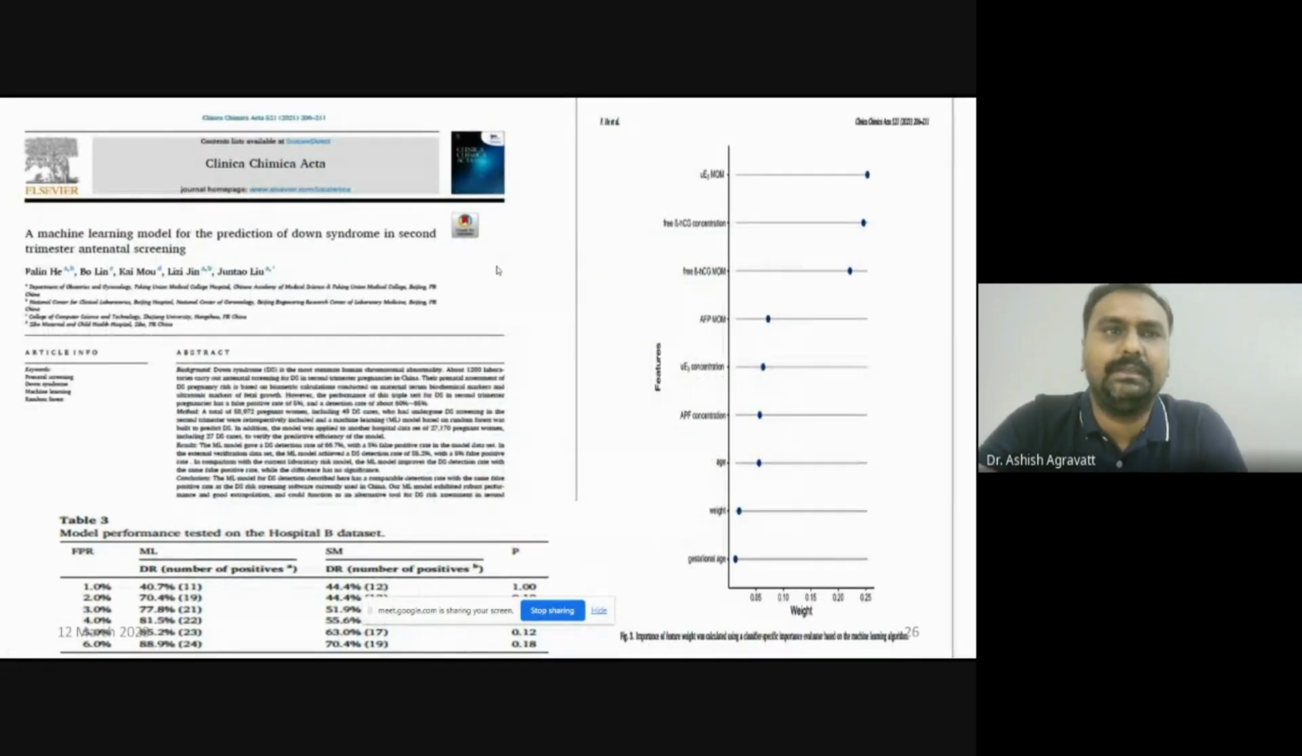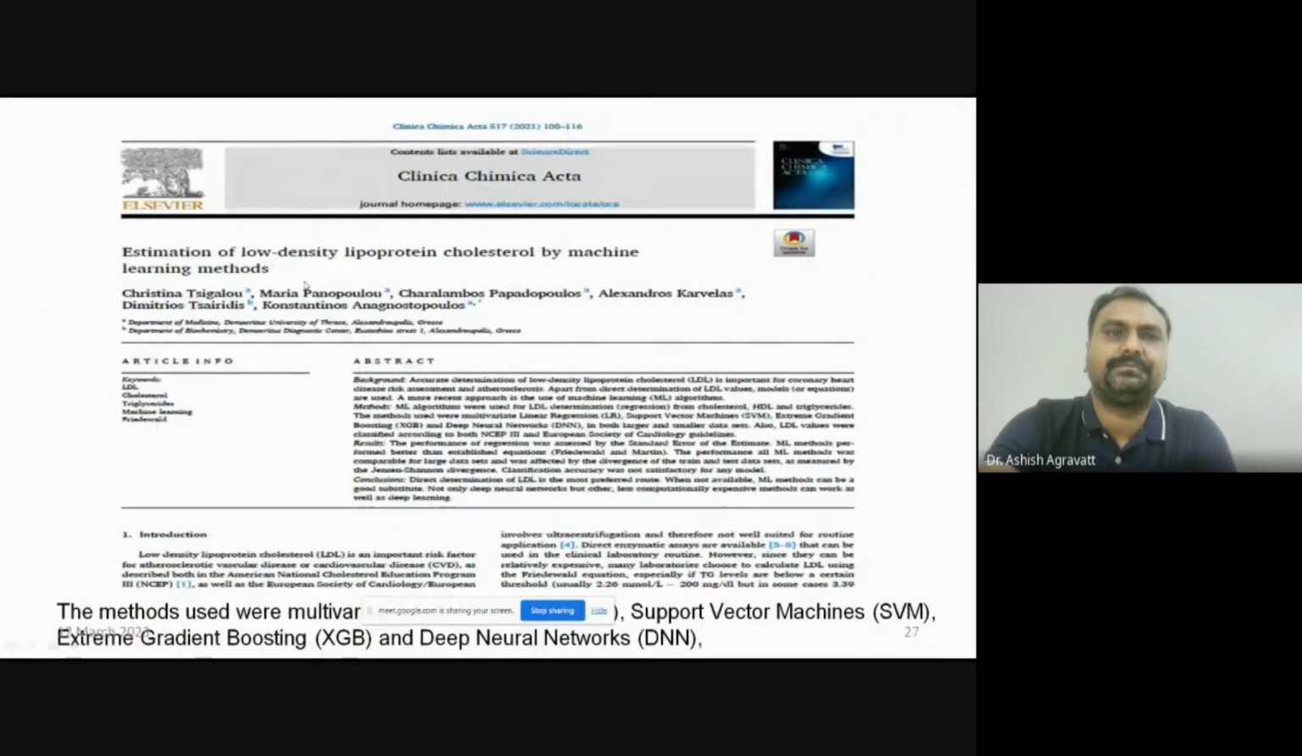This is another study, a machine learning model for the prediction of Down syndrome in second trimester antenatal screening. That study was conducted in China, and the human detection rate using the triple markers, estradiol, hCG, and alpha fetoprotein, was around 70 to 75%, while this machine learning model has an accuracy or detection rate of 85% using these parameters.